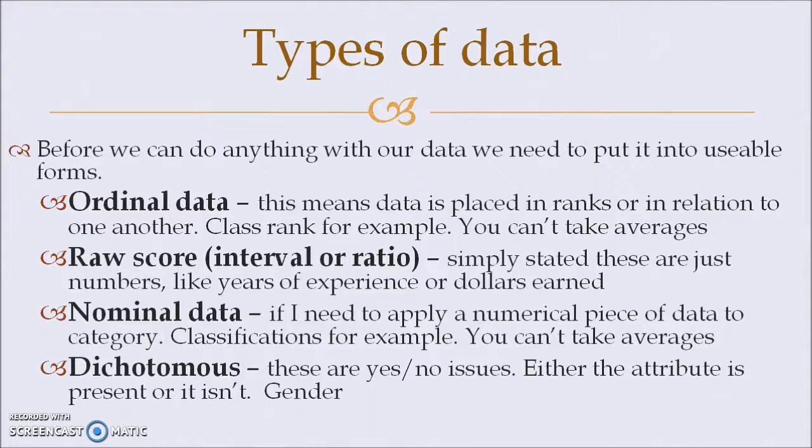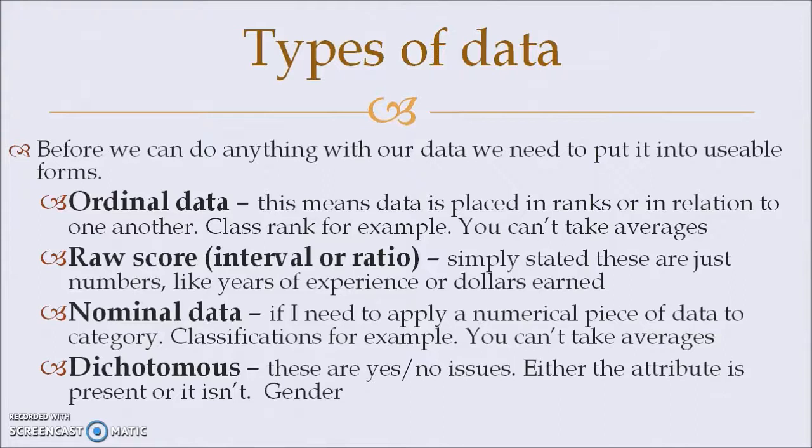Nominal data is where we are giving a numerical piece of data to a category. For example, we are taking hair color. Brown is 1, black is 2, blonde is 3, white is 4. So we have attached a numerical value for the hair color, but we can't take averages of this. Average means nothing in this case. So that is nominal data.